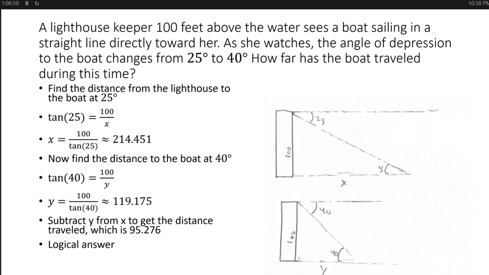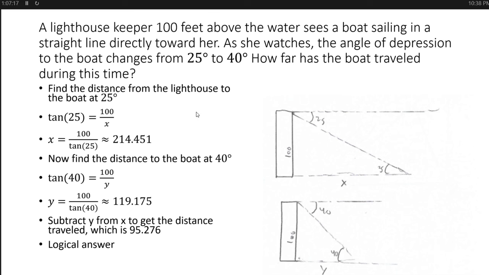All right, we're almost at the end. We've got one more. We've got our last angle of depression problem. A lighthouse keeper 100 feet above the water sees a boat sailing in a straight line directly towards her. As she watches, the angle of depression to the boat changes from 25 to 45. How far has the boat traveled? So, let's draw our two lighthouses. This is 100 feet. It's X distance away at an angle of depression at 25, so that means that this angle is 25. Find X.